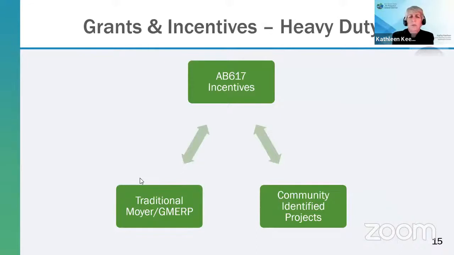The Community Air Protection Program has two different elements. The first is the traditional heavy-duty Moyer program with some additional flexibilities to help these projects work in these disadvantaged communities. The second element are the community identified projects, which grew out of the community process to develop the Community Emission Reduction Plan, or CERP, for Portside. This year, we're expecting $18 million in funding for these two types of programs. I'll discuss the two options in the next few slides. Next slide, please.